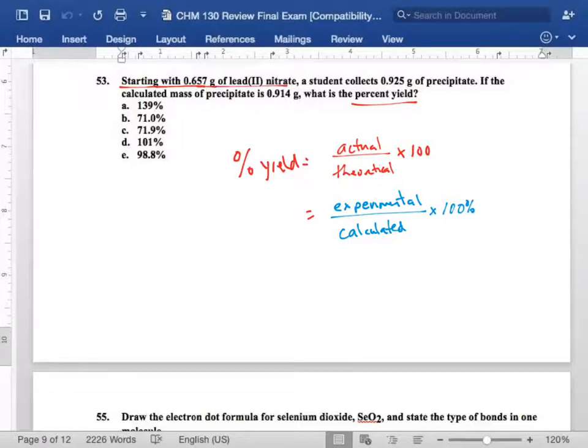It says starting with 0.657 grams of lead nitrate, the student collects 0.925 grams of precipitate. If the calculated mass is 0.914 grams, what is the percent yield? Okay, so what was the actual yield? That is our 0.925. Okay. Calculated.